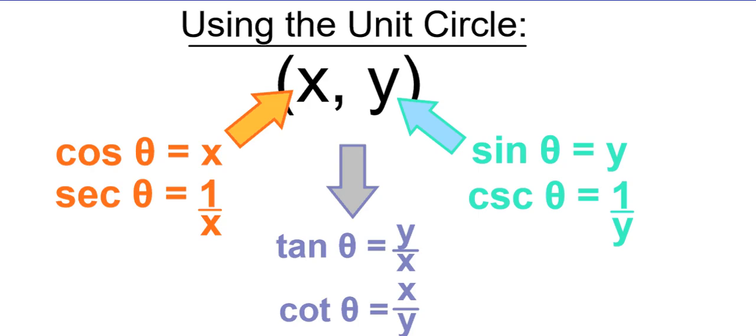And so we can use that knowledge and know that we know cosine and secant, right? They're flips of each other, they're reciprocals. So that's how that works. And same with sine and cosecant, they flip. And we know tan is sine over cosine, which is y over x. And cotan's the flip, so x over y.